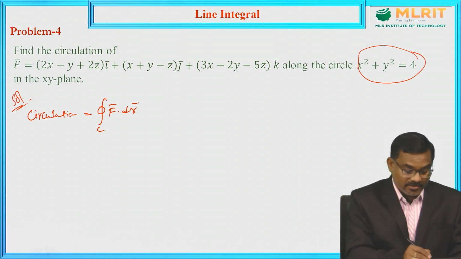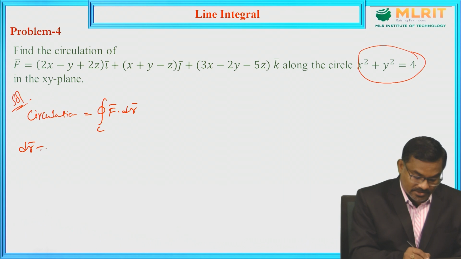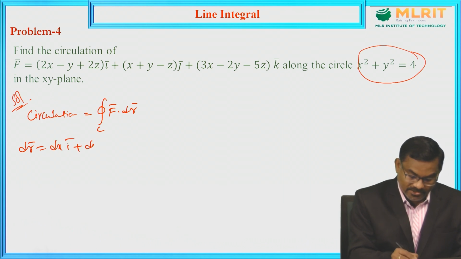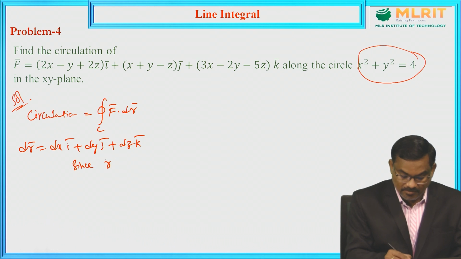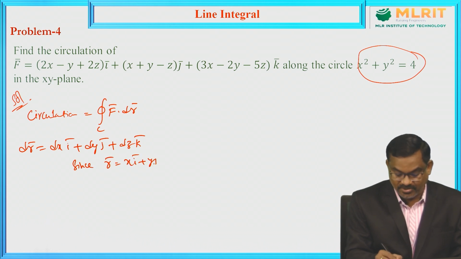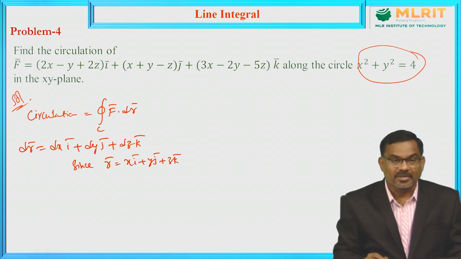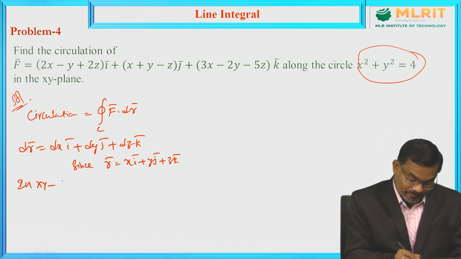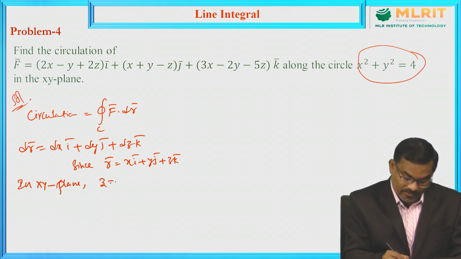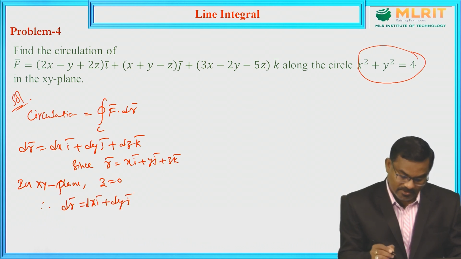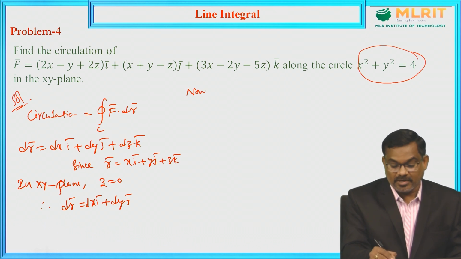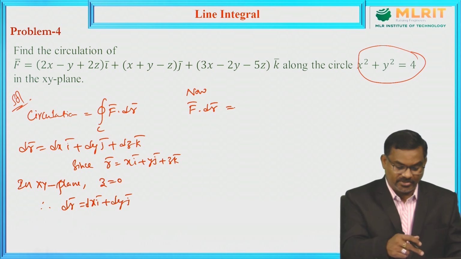The same thing, we know that dr bar is dx i bar plus dy j bar plus dz k bar, since r bar is x i bar plus y j bar plus z k bar, but in the xy plane z is 0. So therefore dr bar will be dx i bar plus dy j bar. And now we need to calculate f bar dot dr bar, the dot product between these two.